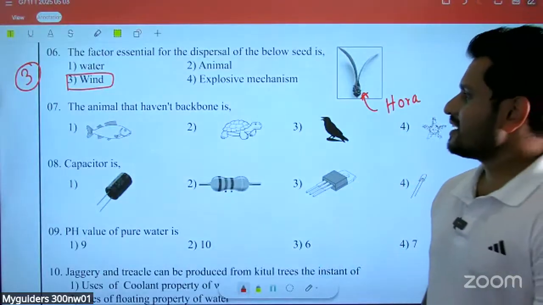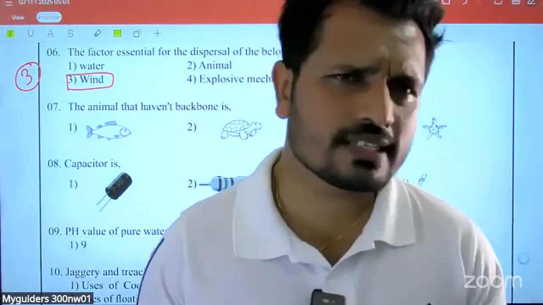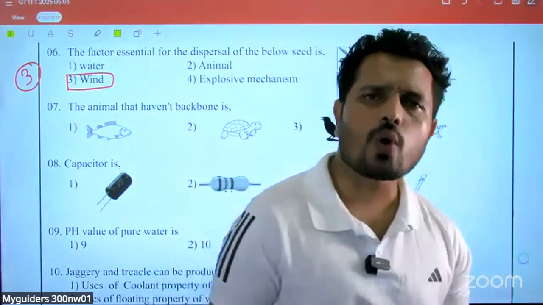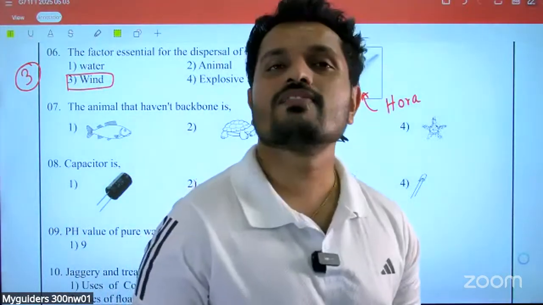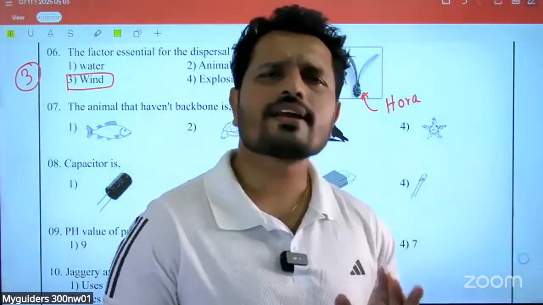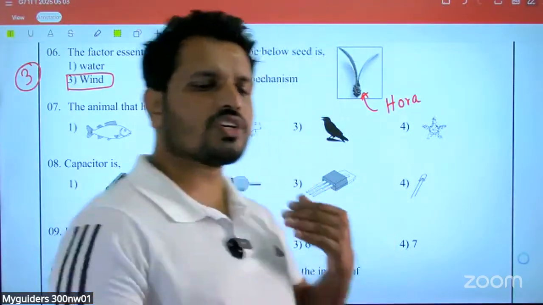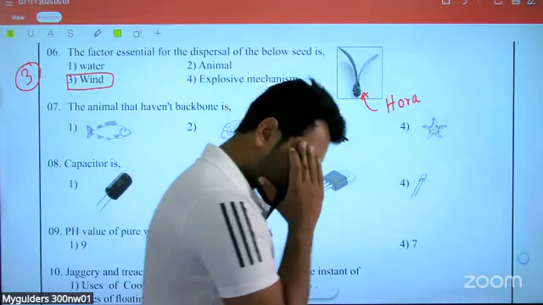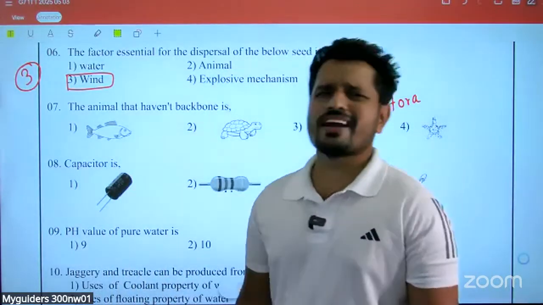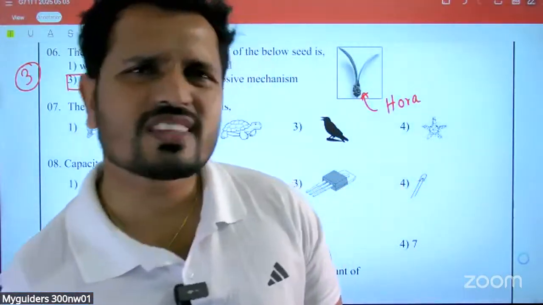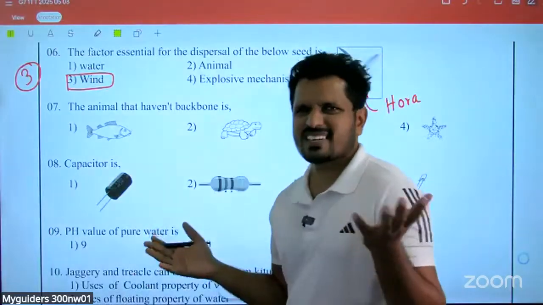Next one. The animal that hasn't a backbone. We discussed two different types of animals, basically vertebrates and invertebrates. Vertebrates are the organisms with a backbone, a supportive structure that can stay straight. And invertebrates are the organisms without a backbone. So, basically, no backbone, right?